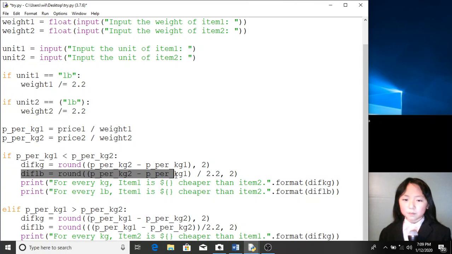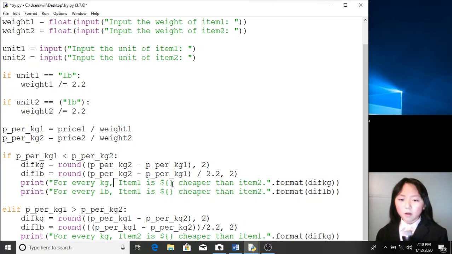Now, I find a difference per pound. Difference in price per pound. It's basically the same thing, only that before I round the answer, I divide it by 2.2. Finally, we print: for every kilo, item 1 is, I have these two curly braces, cheaper than item 2. And with this format statement, we can insert anything that's inside these two brackets and place it in these curly braces. And then for every pound, item 1 is the difference in price per pound, cheaper than item 2.